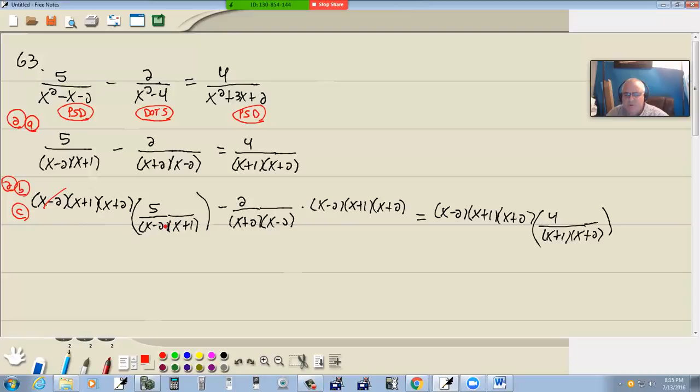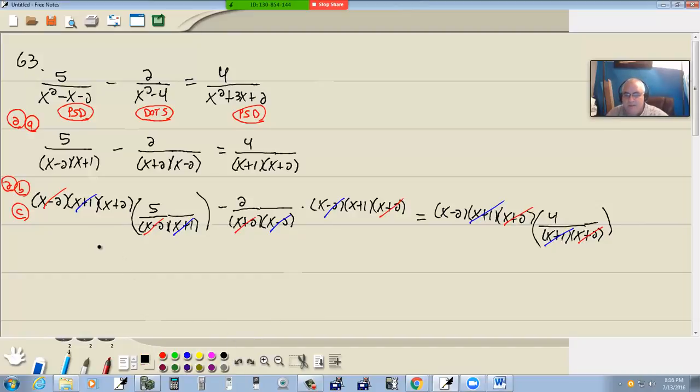Well, this x minus 2 cancels this x minus 2. This x plus 1 cancels that x plus 1. This x plus 2 cancels that x plus 2. This x minus 2 cancels that x minus 2. This x plus 2 cancels that x plus 2. And this x plus 1 cancels with this x plus 1.